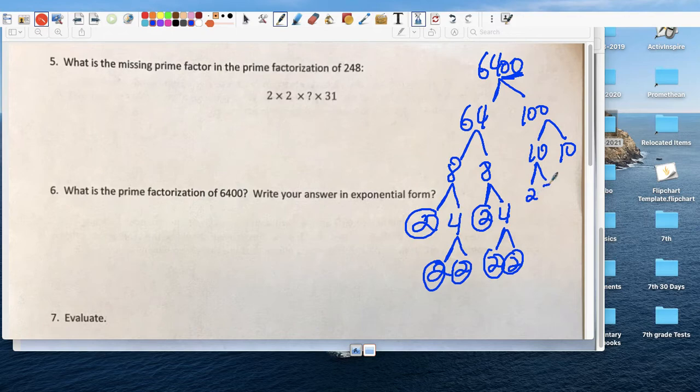10 is 2 times 5. They're both primes, circle, circle. And the other 10 is 2 times 5, circle, circle. So, oh my God, so let's write this.